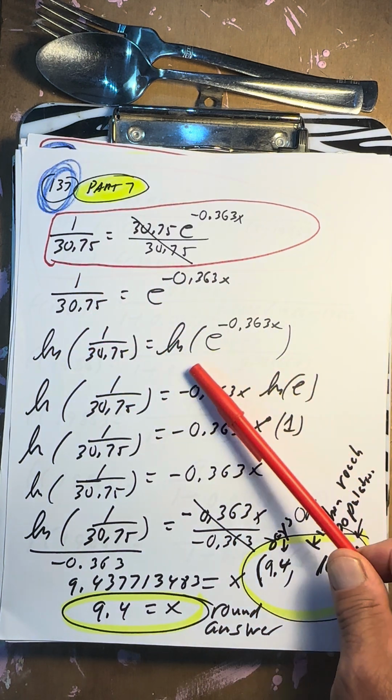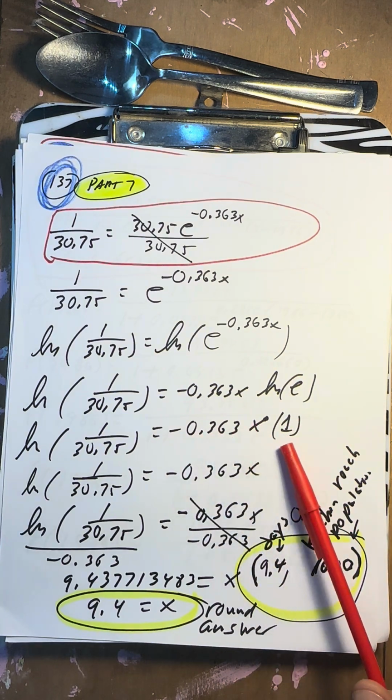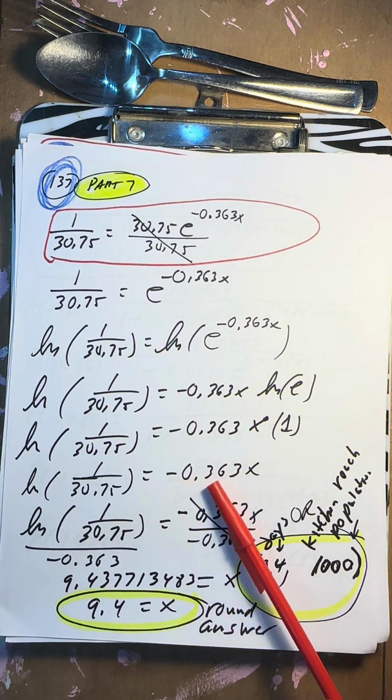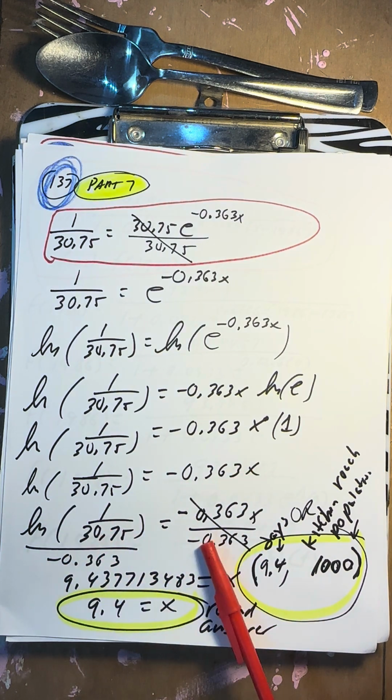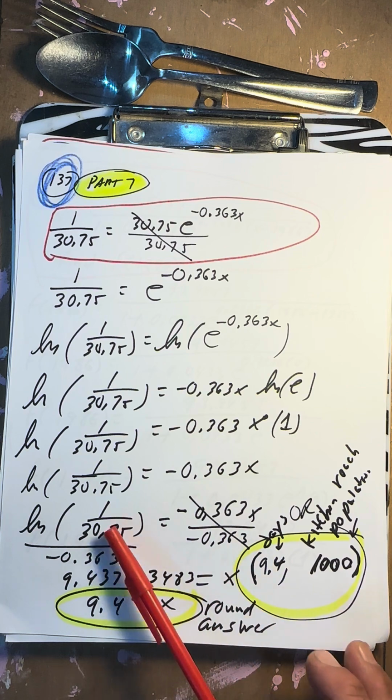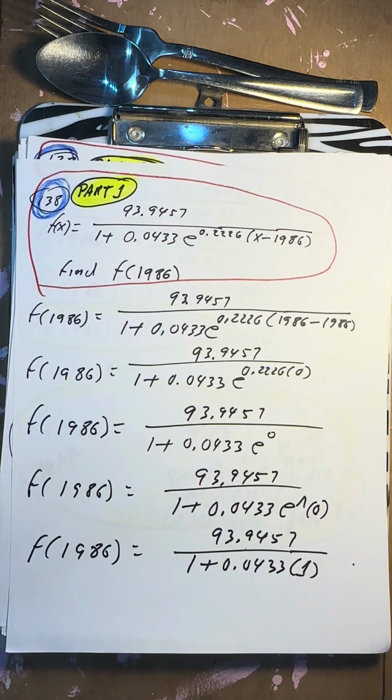ln of that. Put the number in front. ln of e is 1. So we have this number times that 1, which is the same thing, 0.363. So now what? Divide by negative 0.363. And all this right here in the calculator is 9.47713483, or 9.4. So in 9.4 days, what happened? The roach population was 1,000. All right, what's this say?